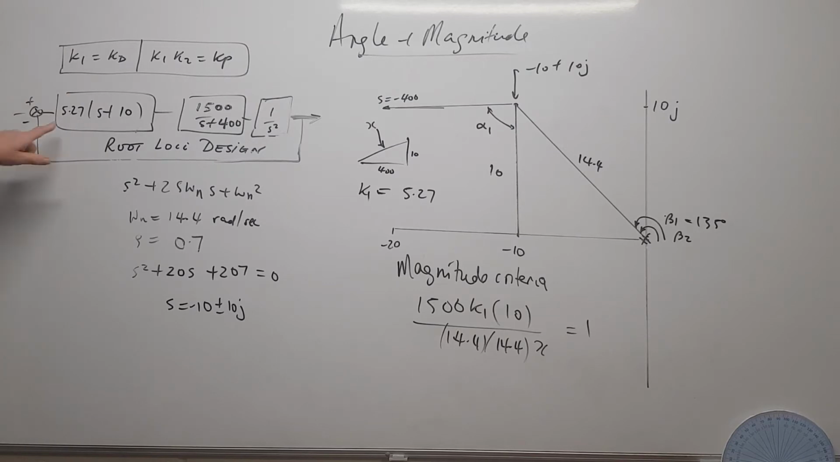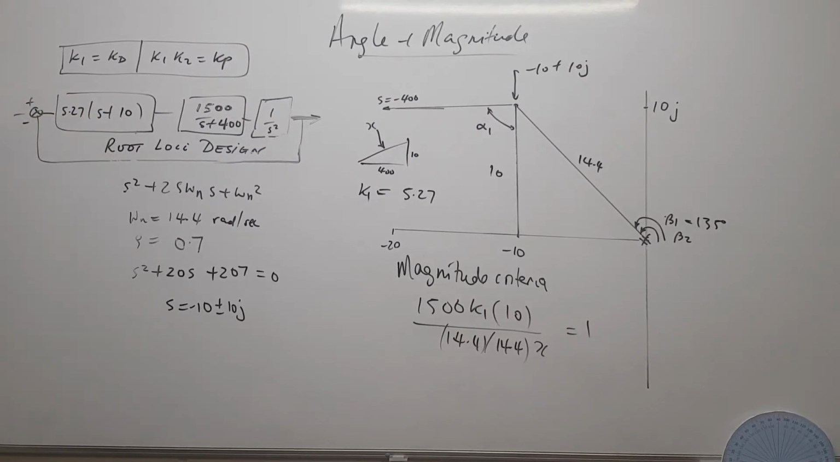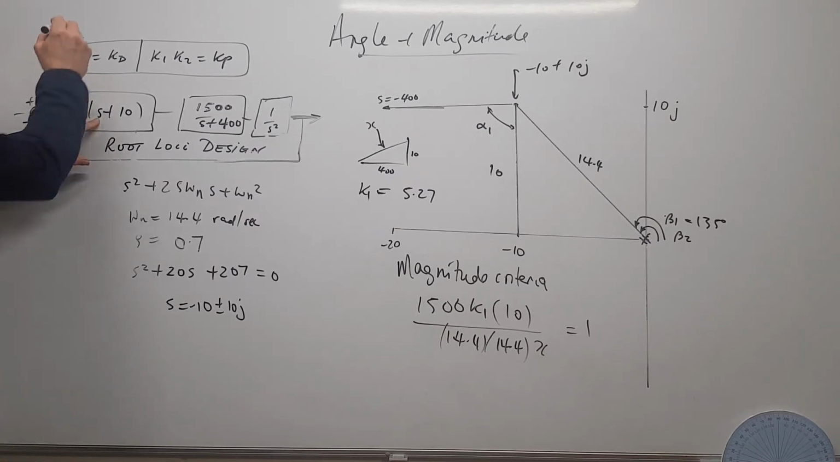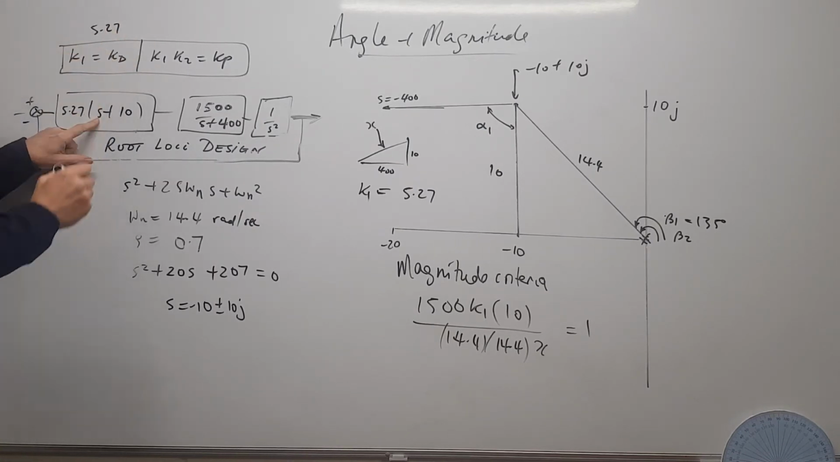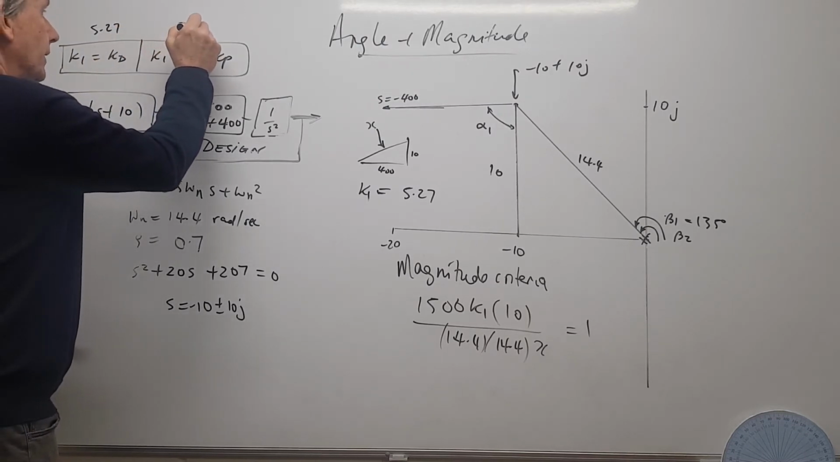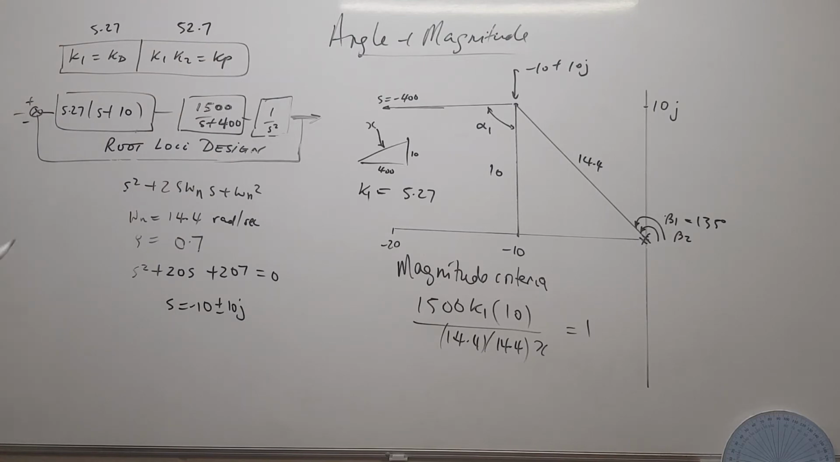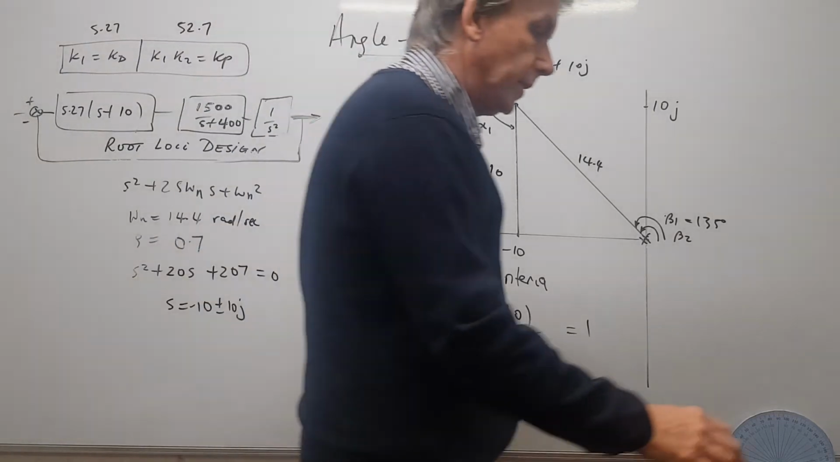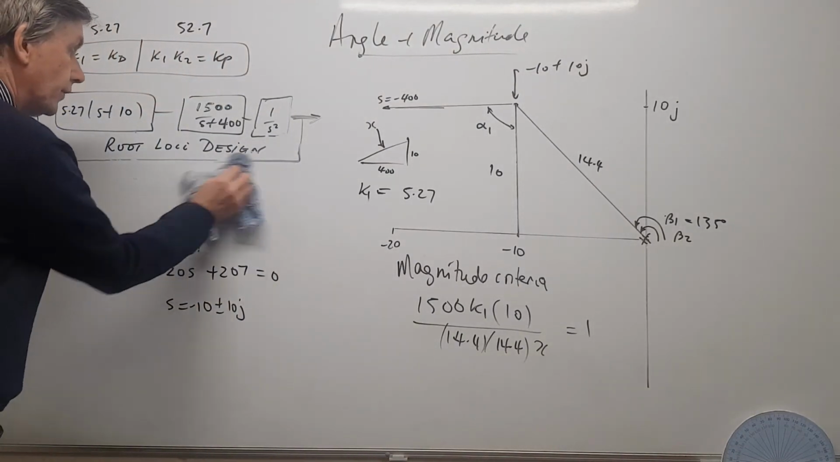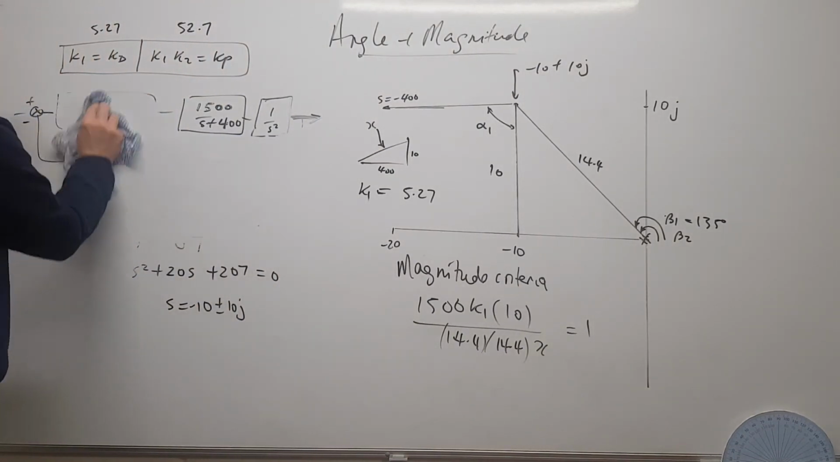So, here's our final control now, 5.27 s plus 10. So in our actual design now, we know now that KD will be the same as K1, so that'll be 5.27. And KP will be that times that, which will be 52.7. So when we come to implement this on the drone, we don't implement it in this format. We implement it in a slightly different format, but it's the same idea.